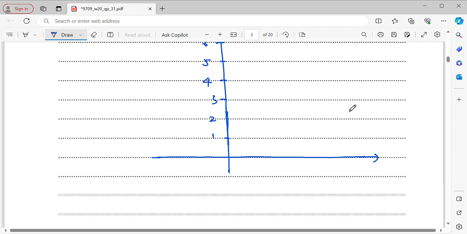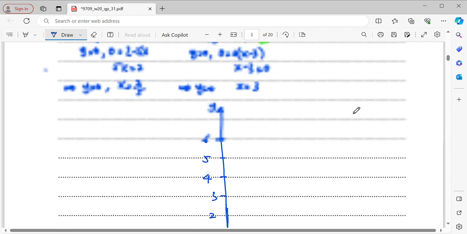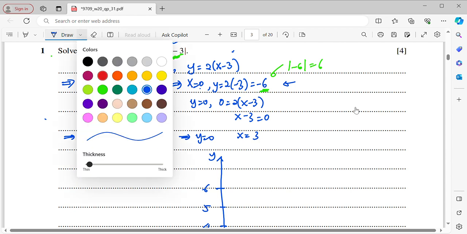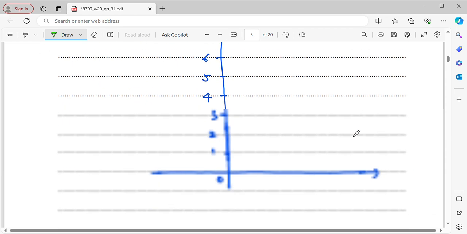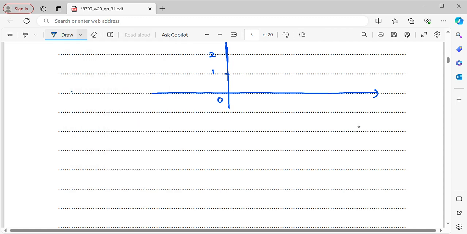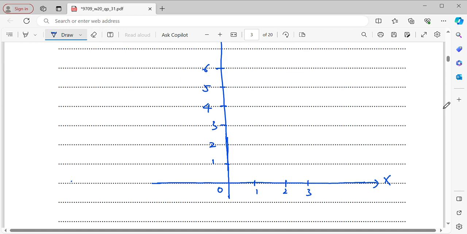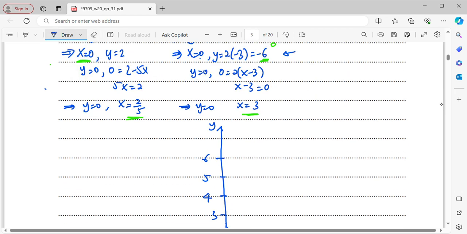Then this will be 0. For the x values, from the calculations, x will be 0, 2 over 5, and 3. So here is 1, this is 2, here is 3. To get an accurate graph, you are advised to use the same scales for the x and y axes, which means if here is 1 centimeter, then here should be 1 centimeter as well. Now, without wasting any time, we will just mark the points.